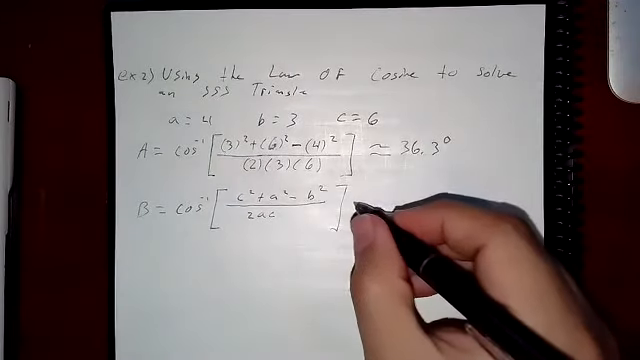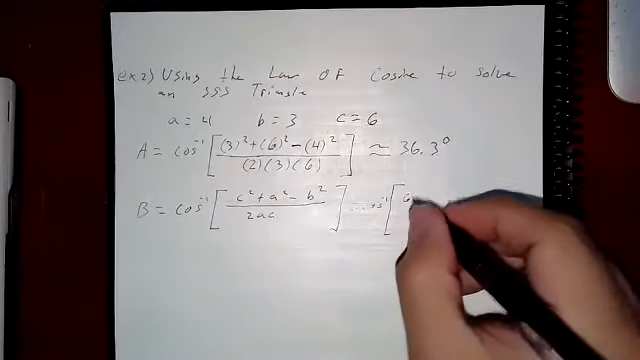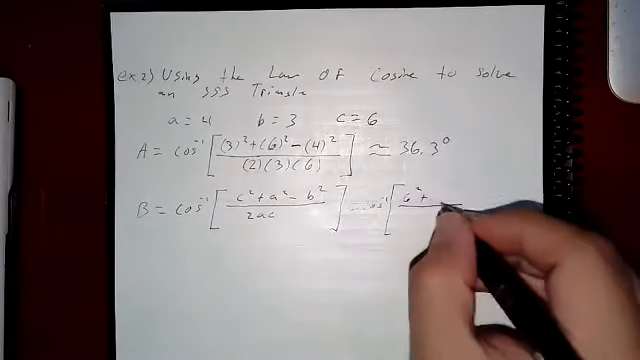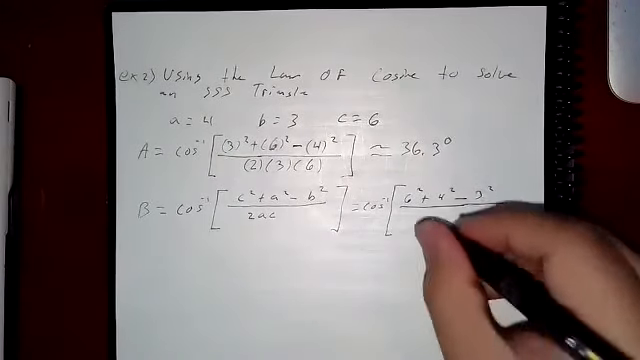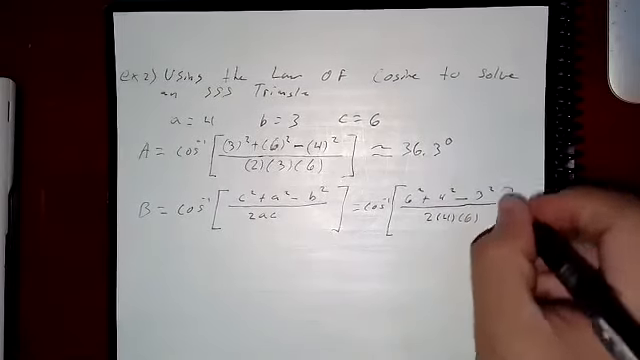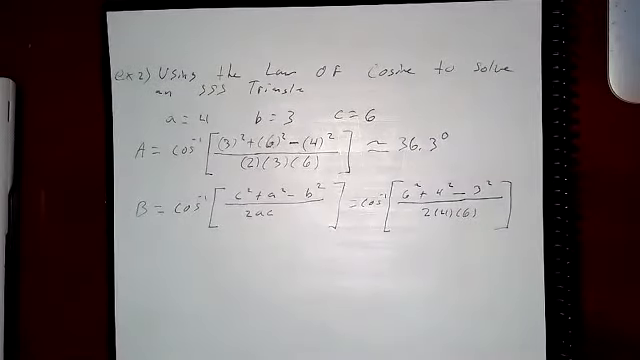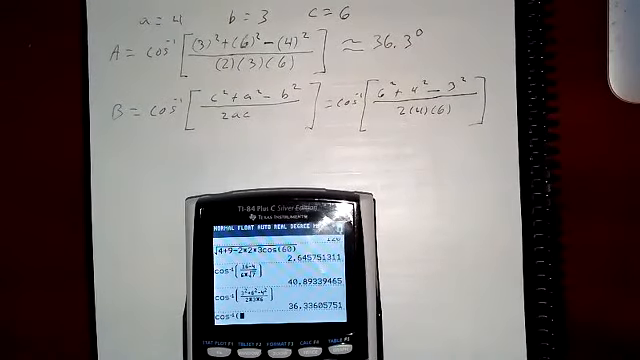So that would be cosine inverse of 6 squared plus 4 squared minus 3 squared over 2 times 4 times. There we go. Okay. 26.4, right? Yeah, that is right.